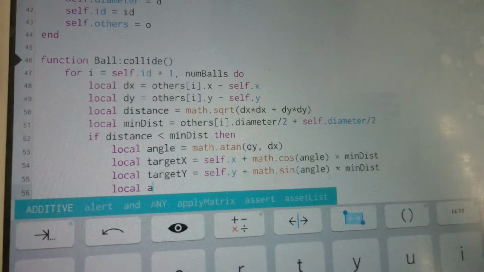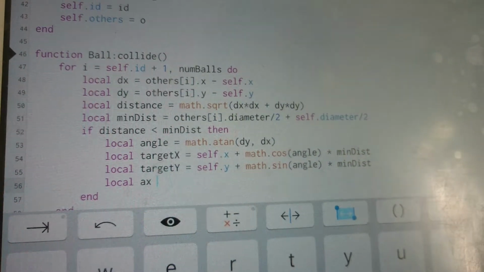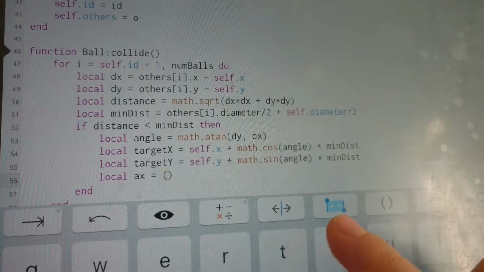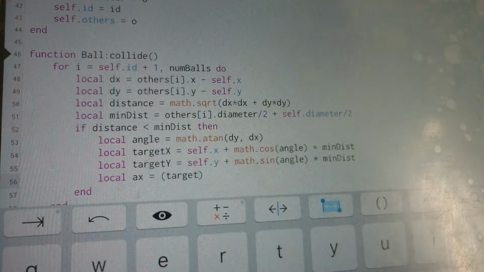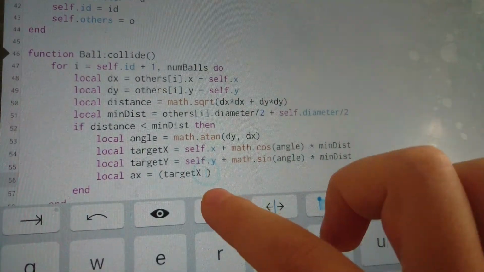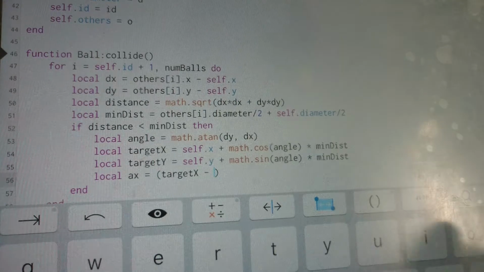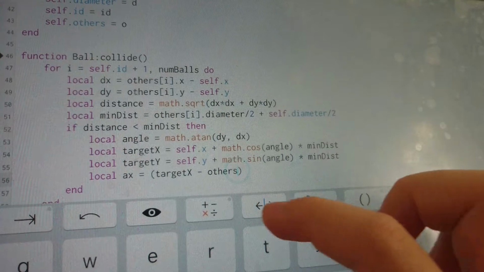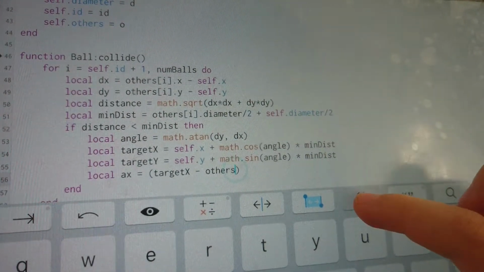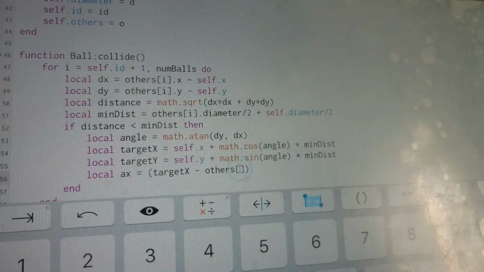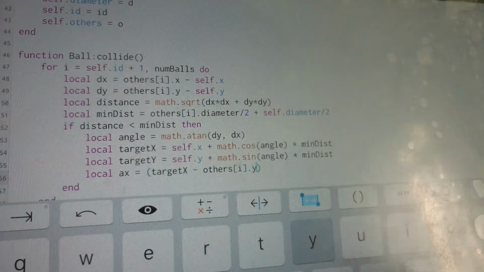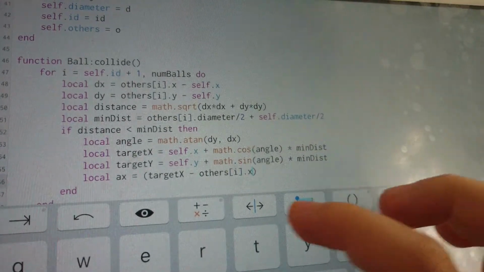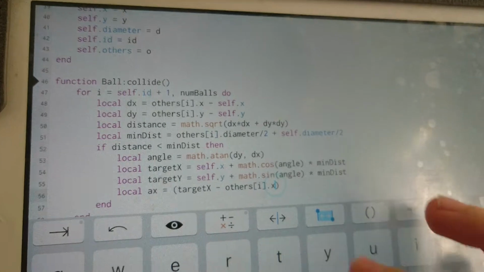So I'm gonna call spring x acceleration x. I'm gonna say that's target x minus others index I dot y. No, not dot y, dot x, right? We're thinking about the x-axis right now.